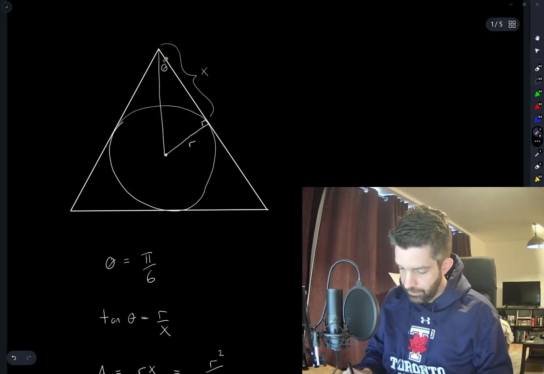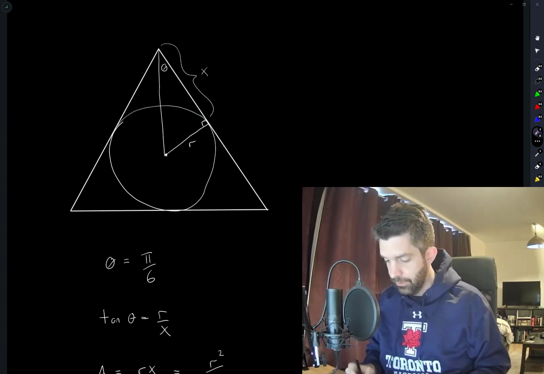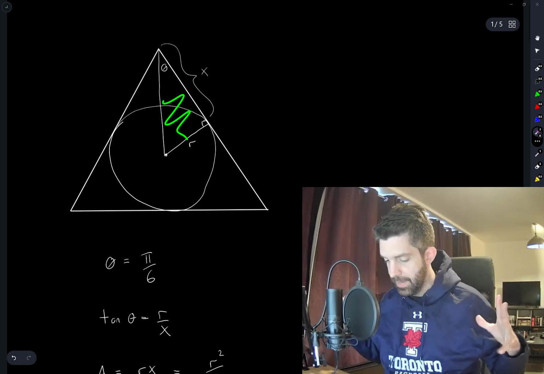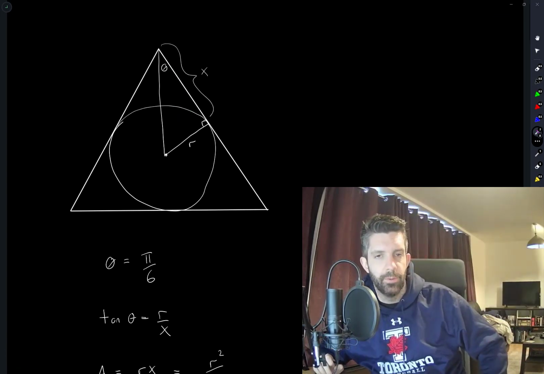It's really easy to find the area of that triangle there, if you know x and r, and there are 6 of these triangles in the big equilateral triangle. Yeah, nice little problem. Don't have much more to say about this one.